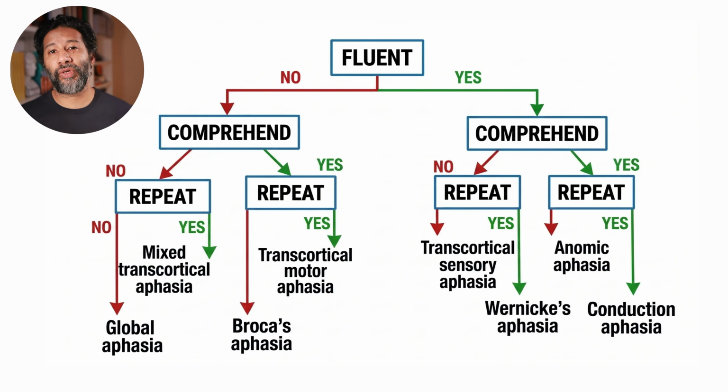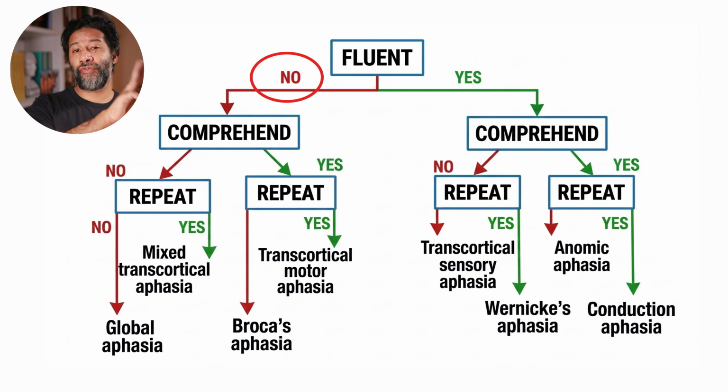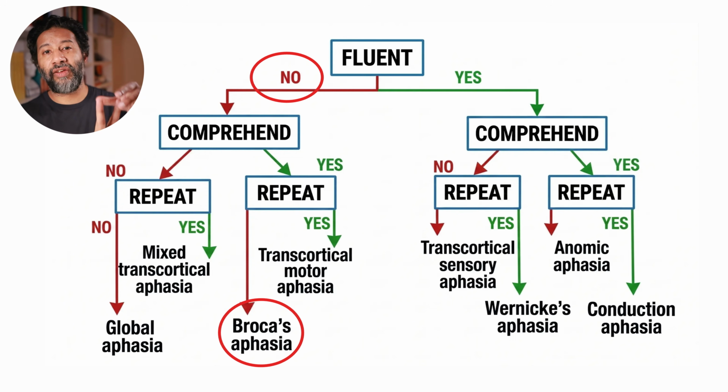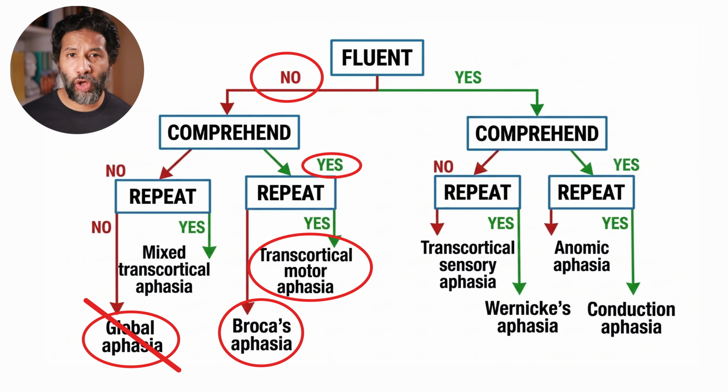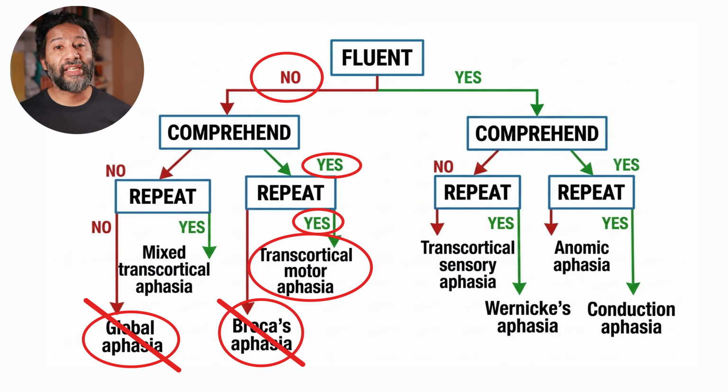So if we go through our quick 3 questions, are they fluent or non-fluent? They are non-fluent. So this makes us think of the main 3 non-fluent aphasias. We think of Broca's, we think of transcortical motor, and we think of global. Are they able to comprehend? Yes, they can. So that rules out global aphasia. Those are really dense and they can't comprehend because they've also knocked out Wernicke's area. Now the final question, can they repeat? Yes, they can repeat. So this can't be Broca's because Broca's patients cannot repeat. So this is a transcortical motor aphasia.